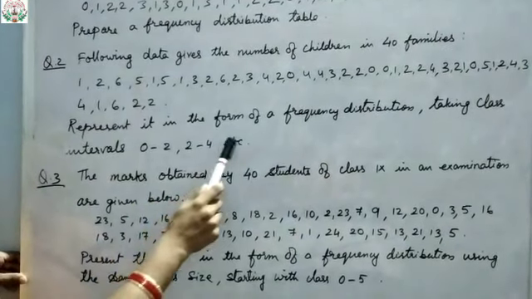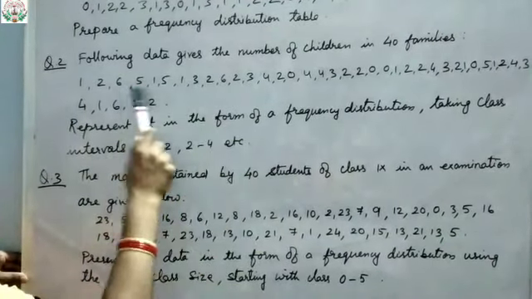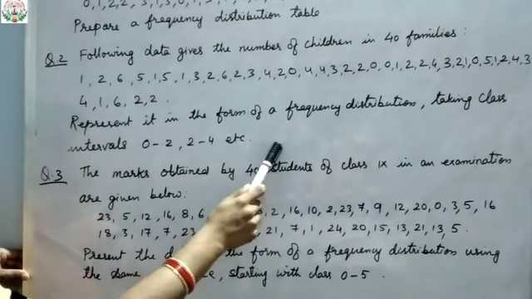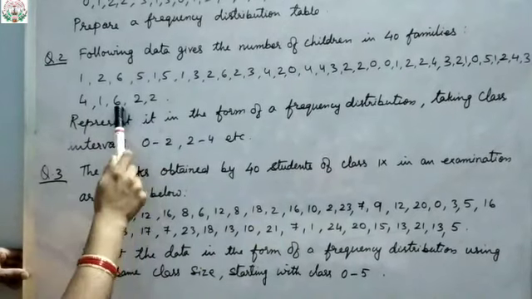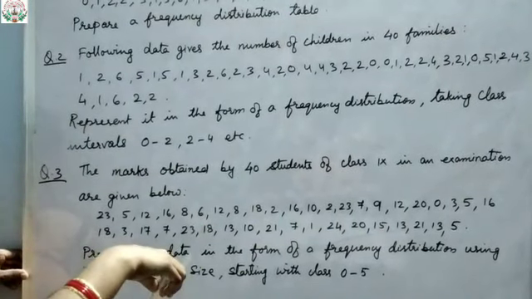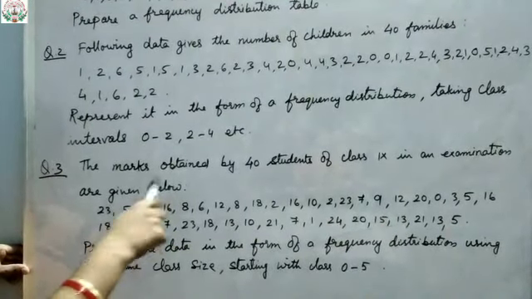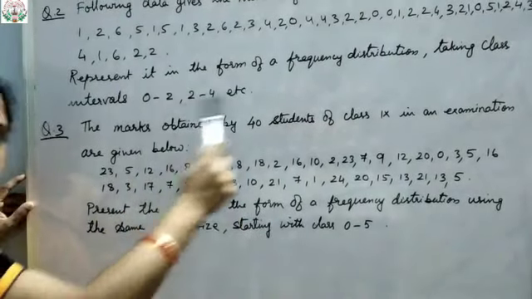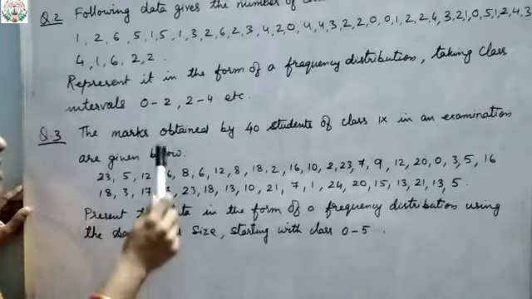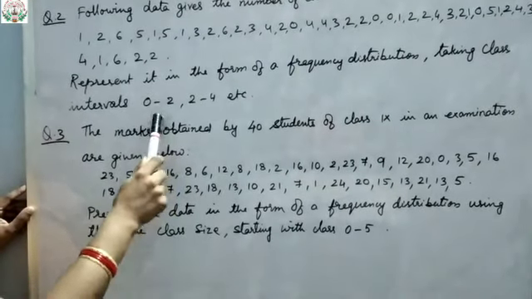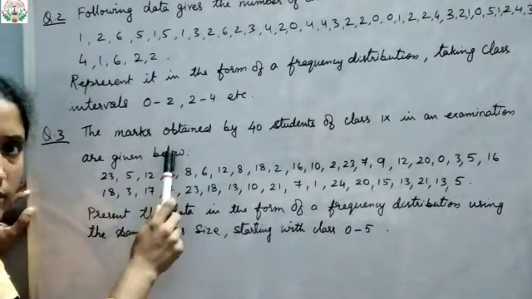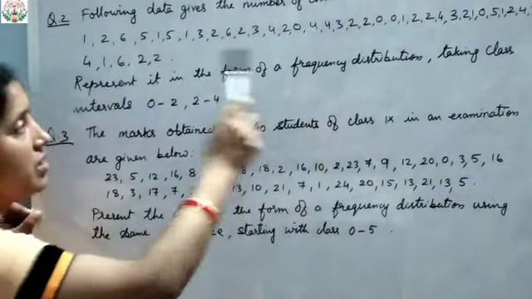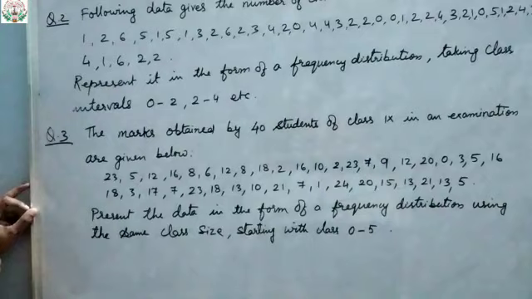to 4, 4 to 6. The last number you have to see from the data, then 6 to 8. Because 6 is there, it should come in the class interval of 6 to 8. So in that way, make the frequency distribution table. The first column will be your class intervals, that is the number of children, then tally marks, then frequency, and make the frequency table for this.